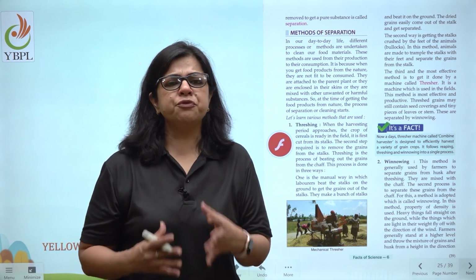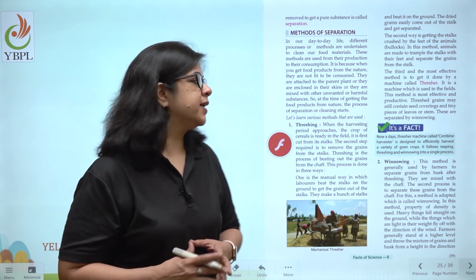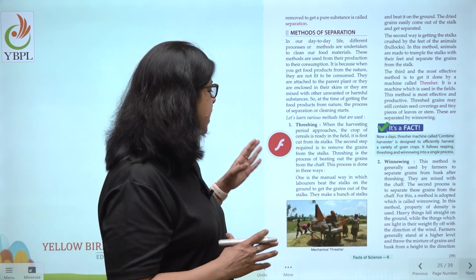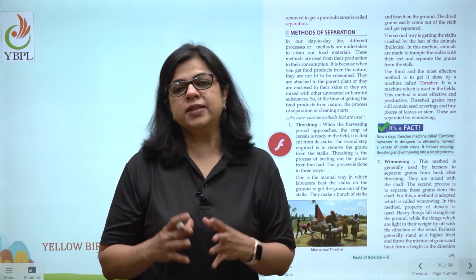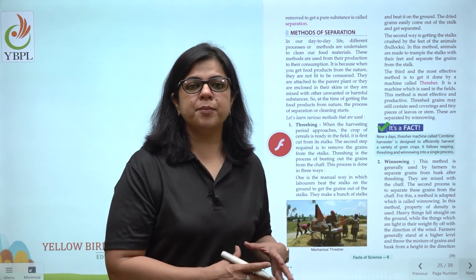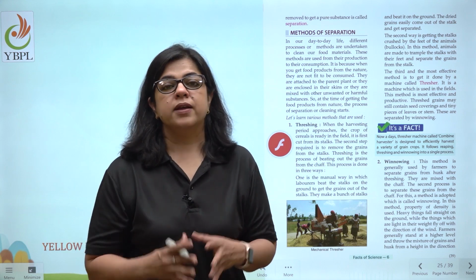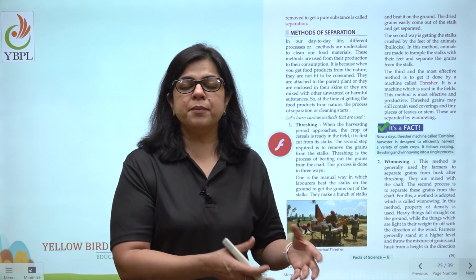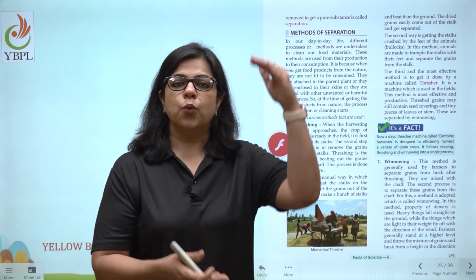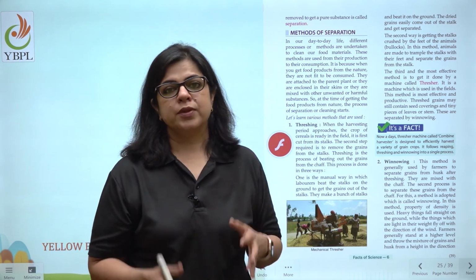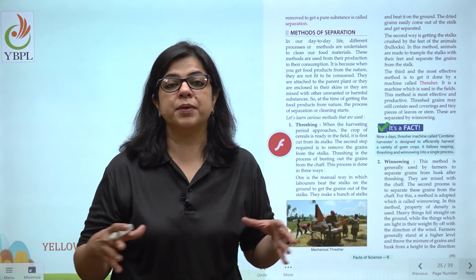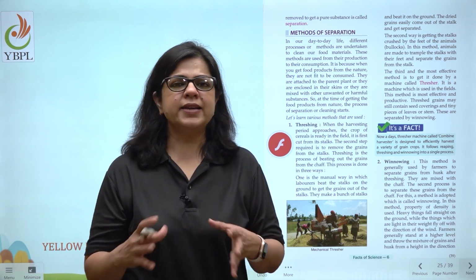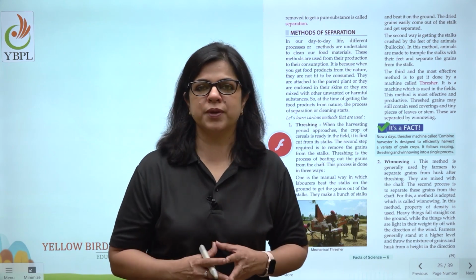Now, we can use different methods of separation at different times. Let us first understand the process of threshing and the process of winnowing. What are these two processes? When the crop the farmer has grown is ready for harvesting, the farmer cuts the entire crop with the entire plant. So, from that plant, when we have to separate the seeds, how do we do that? We do that by threshing and winnowing. Let us understand these two processes through this short video.